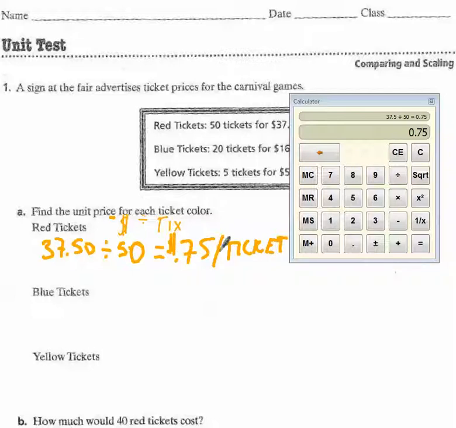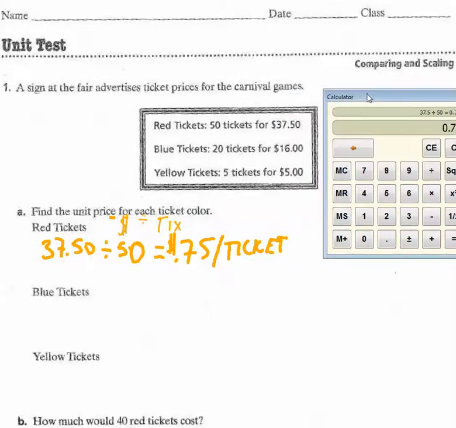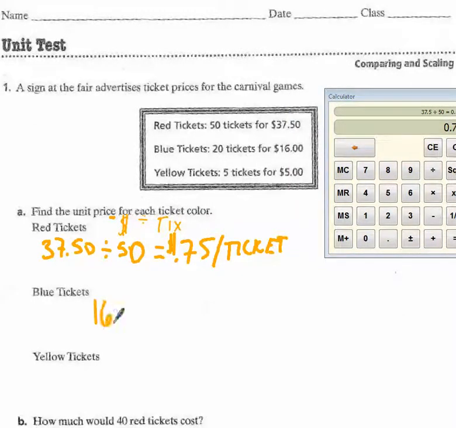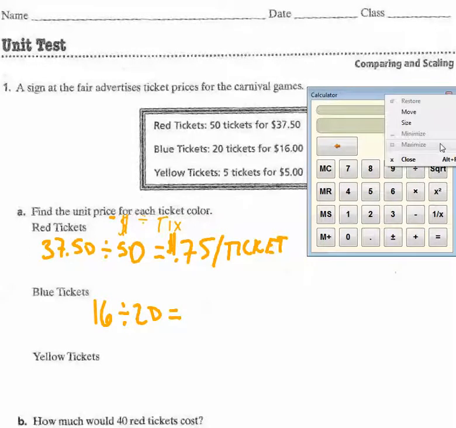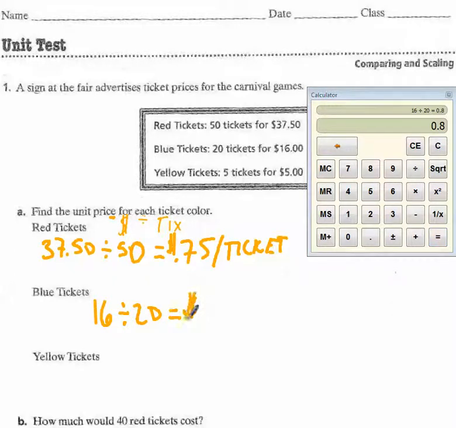So for the blue tickets, we're going to have 16 divided by 20. Obviously, this is going to not cooperate. So we have $16 divided by 20 tickets. That's 80 cents per ticket.